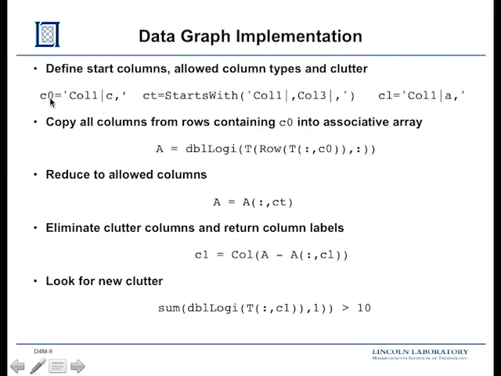I'm going to specify my C0 here, and this could be a whole list of starting columns. I'm going to specify my column types, and in this case I'm going to have two column types. I'm going to create a string called starts with, which essentially creates a column range around column 1 and one column range around column 3. And then I'm going to specify a clutter column here, which is just this A.